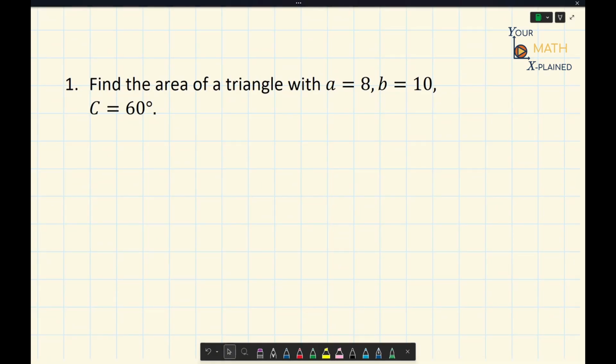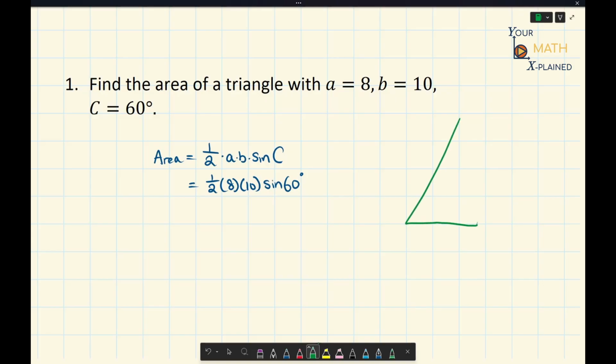Here we're asked to find the area of a triangle where side a is equal to 8, side b has length 10, and our angle C is 60 degrees. Using the formula, the area is equal to 1/2 multiplied by a times b times sine C. Substituting in the numbers, this is 1/2 multiplied by 8 multiplied by 10 and sine of 60 degrees. We can actually calculate sine 60 degrees without a calculator because that's one of our special triangles. Let's go ahead and draw our special triangle here.